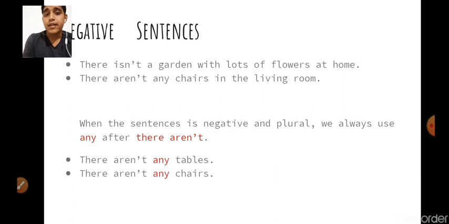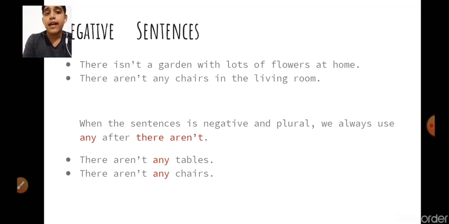Now, the negative sentences are the same, by using the not. That's it. So, there isn't a garden with lots of flowers at home. There aren't any chairs in the living room. It means that we haven't these things in our home, okay, in our house.